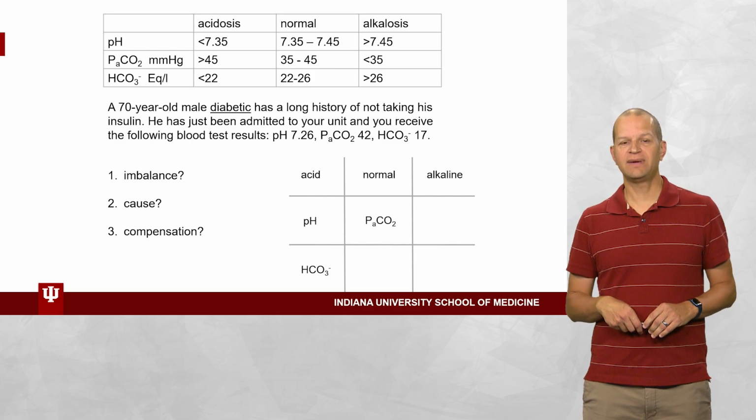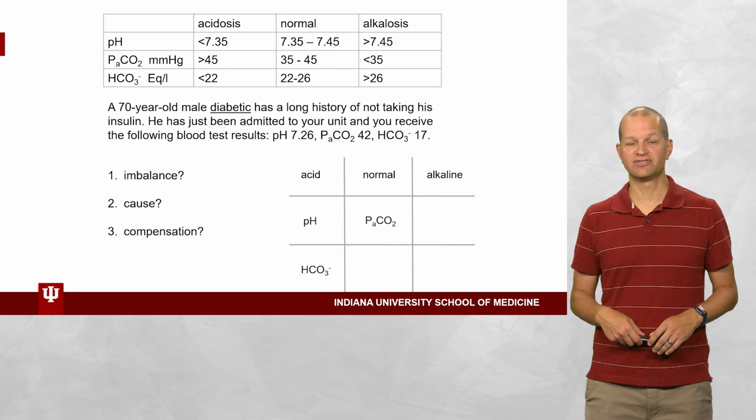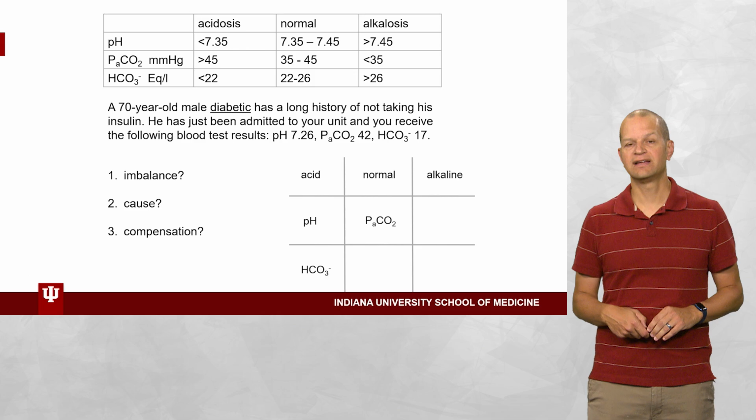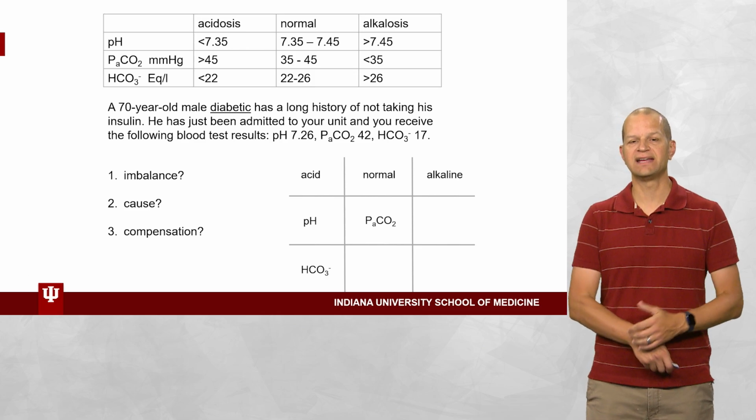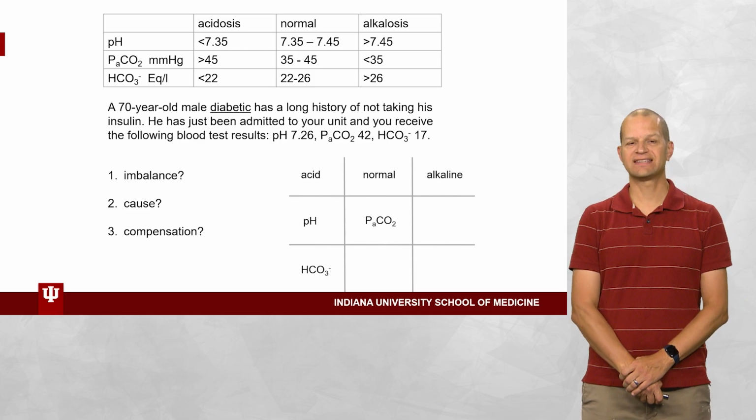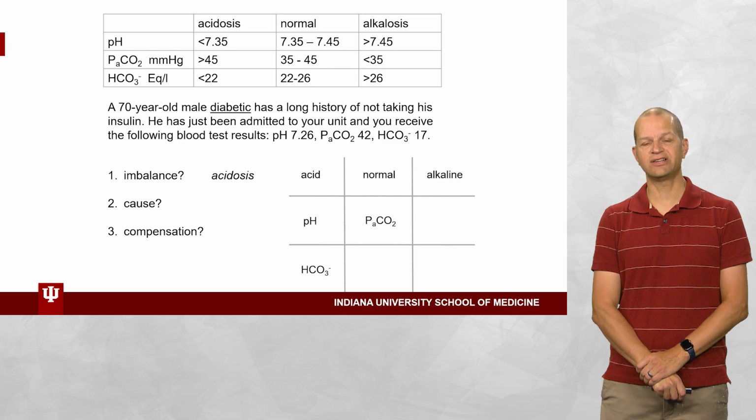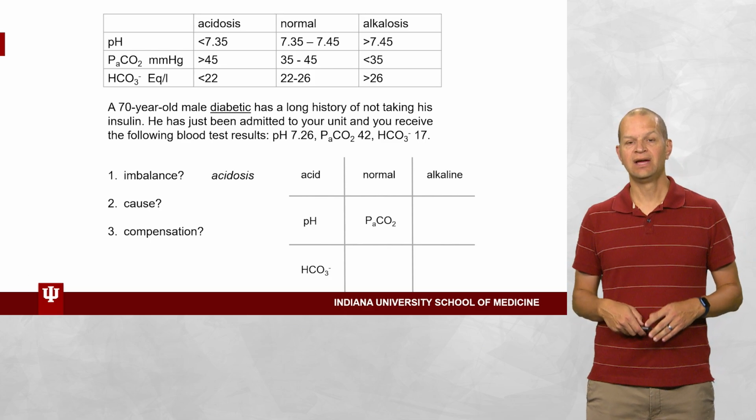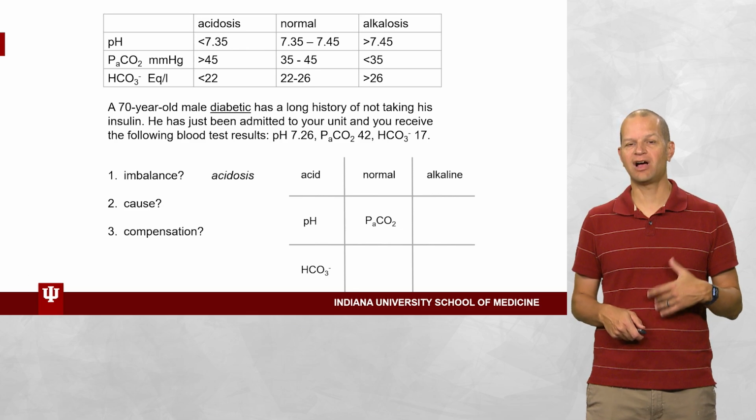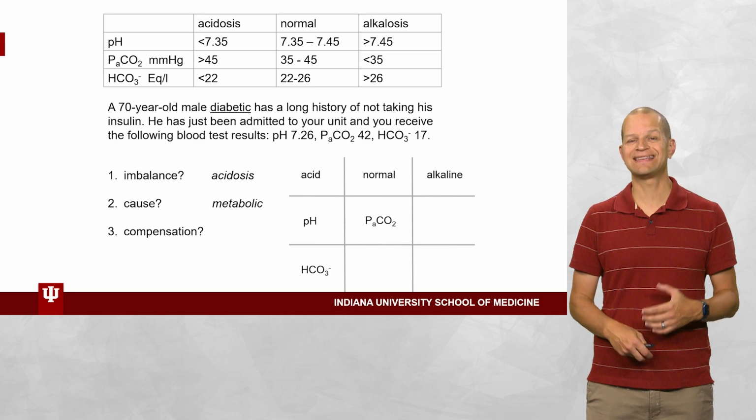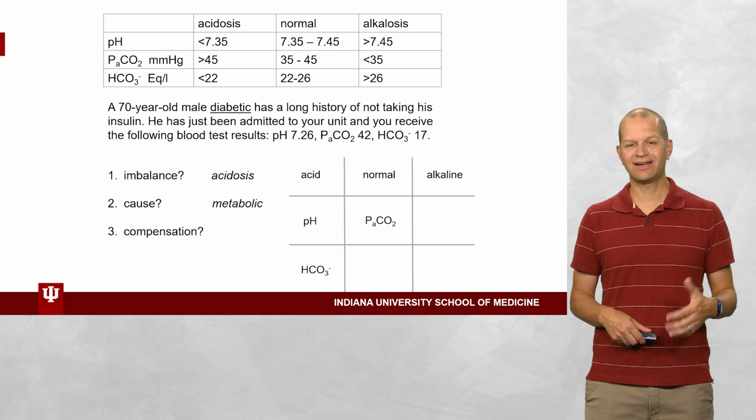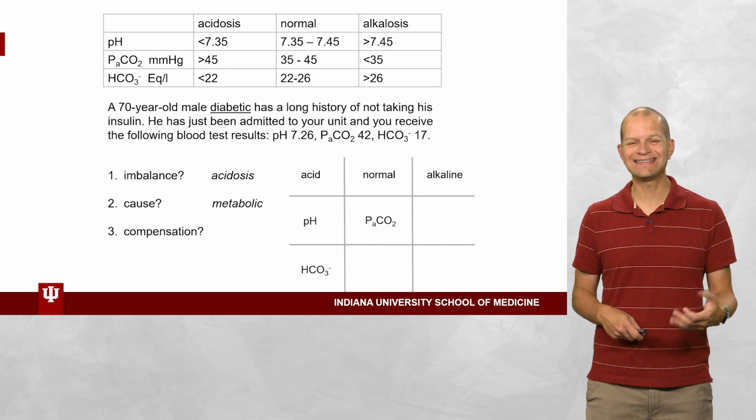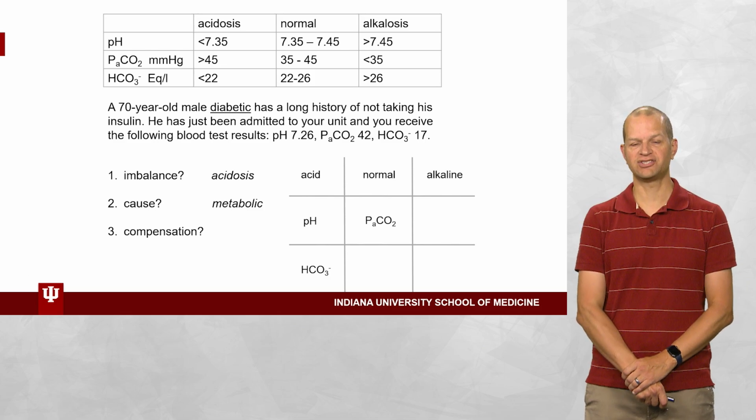And based on this information, now you can answer these three questions. So what's the imbalance? When it comes to the imbalance, you just look at where pH is. In this case, since pH is acidic, we say this person has acidosis. So now you want to know what's causing this acidosis. Well, since bicarbonate is in the same column as pH, we would say this is a metabolic issue. Remember, bicarbonate is dealt with by the kidneys, and we just consider that a metabolic issue.